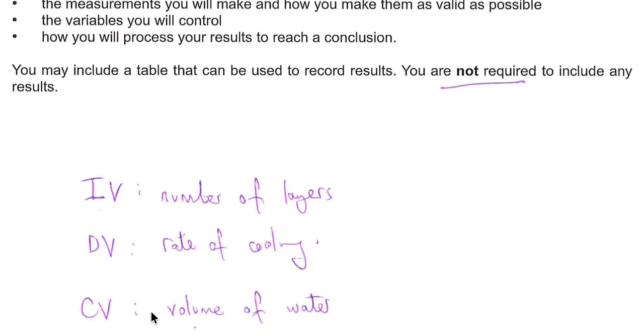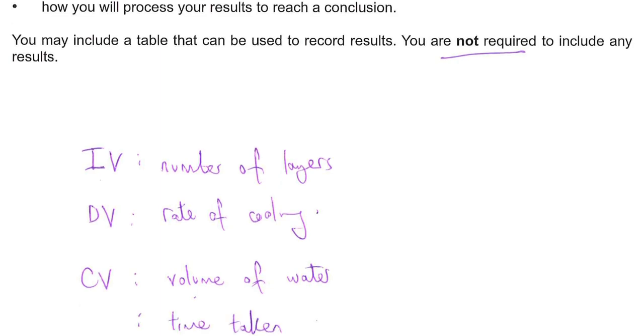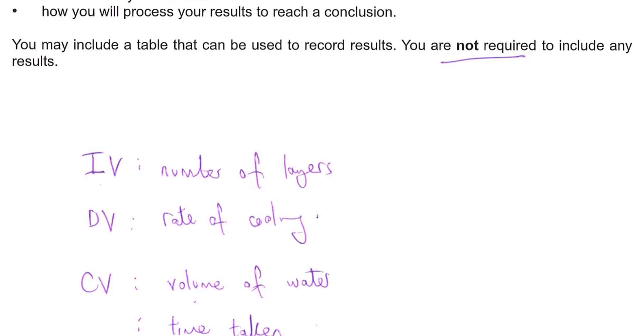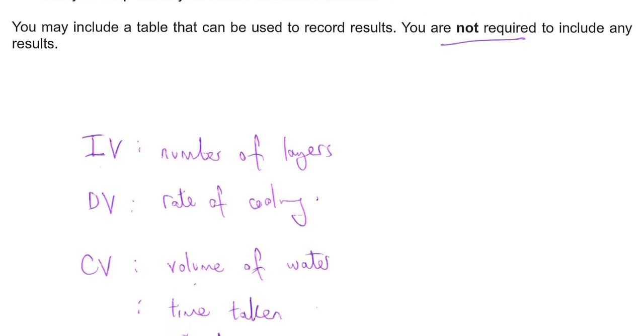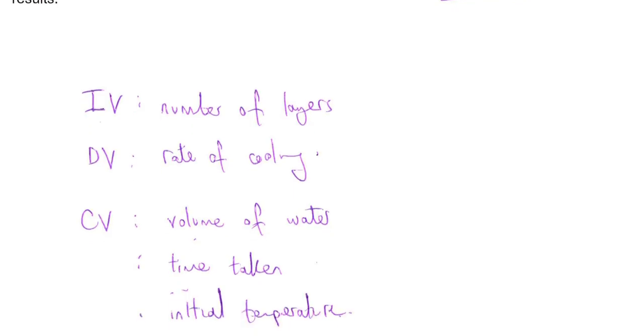Okay, then we've got CV. CV is our control variable, and this experiment is great because there are so many control variables. One of them, the volume of the water. Yeah, it should be the same volume of water every time. Another one, the time, because I'm not allowed to cool it down for 10 minutes one time and 3 minutes the other time. That wouldn't be fair. And also the initial temperature, because the initial temperature of the water will affect whether or not it cools down quickly. High temperatures cool down quicker than low temperatures.